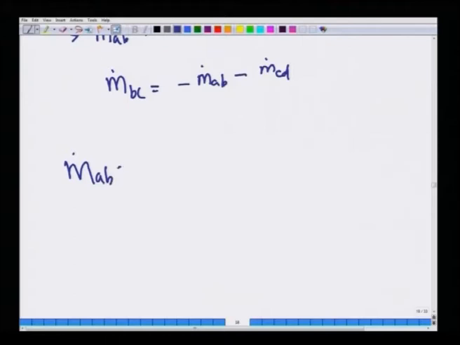So, m dot AB is nothing but, since the unit outward normal to AB is in the minus i direction, because flow is in the plus i direction.